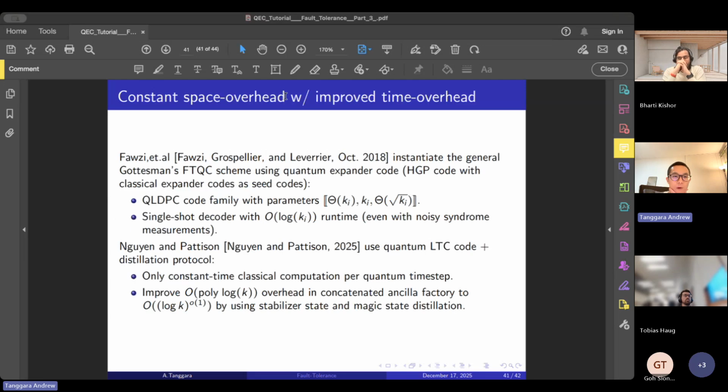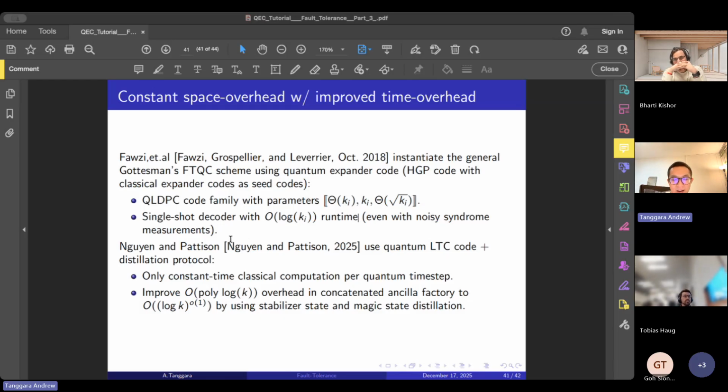Just a couple of quick remarks. There's an instantiation of this protocol using expander codes, and they showed that they have a single-shot decoder, so you can just do one syndrome extraction, and then the decoder runs in log k time, which is kind of nice.